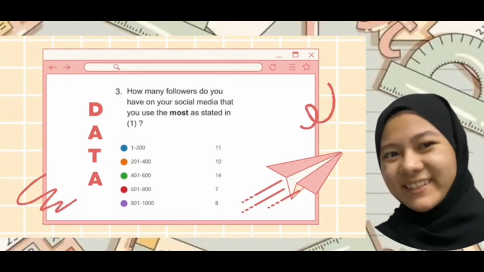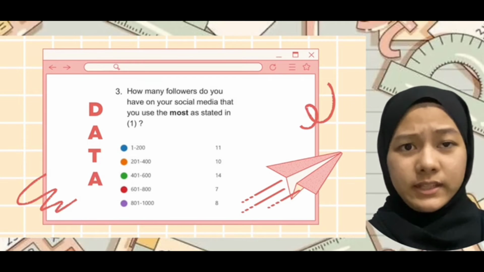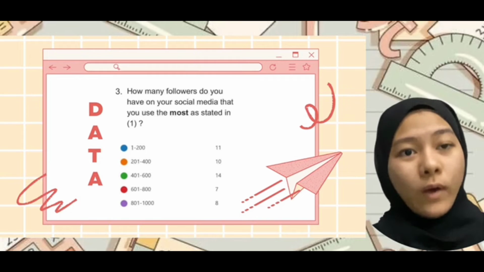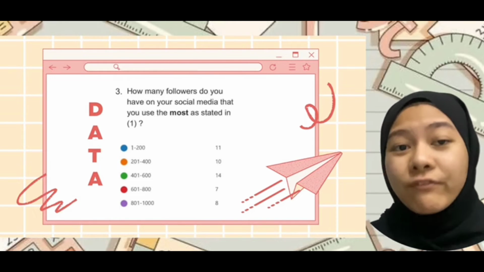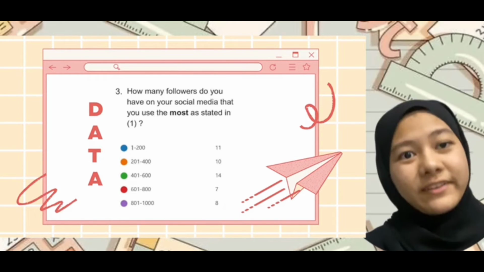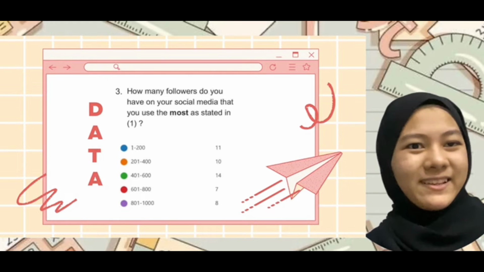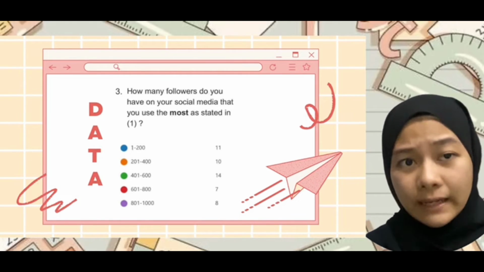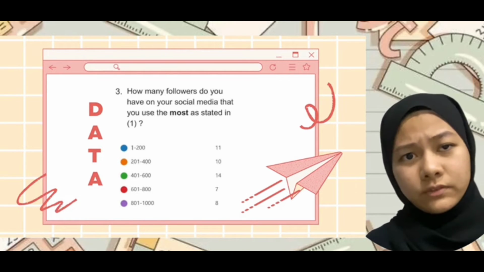Now first thing, here is the data. In the questionnaire we had given to 50 of KM Coolant committee, question 3 asked them to answer how many followers they have on their most used social media. There are 5 classes of interval given as shown. We can see that 11, 10, 14, 7 and 8 people have chosen each class interval respectively.